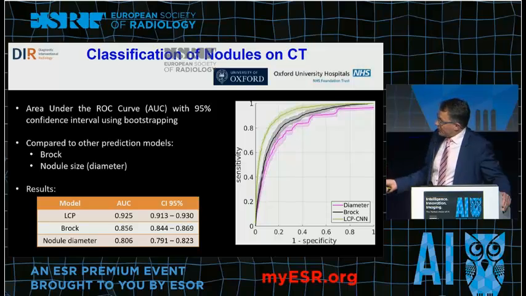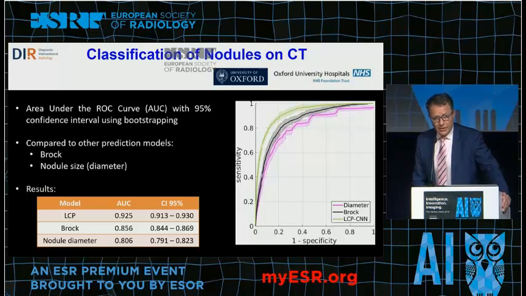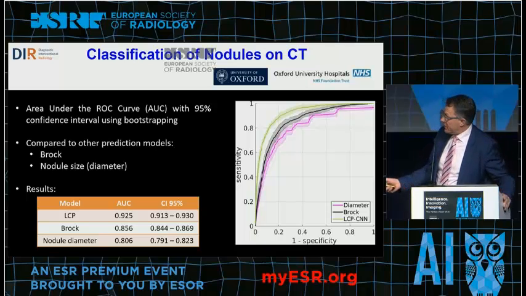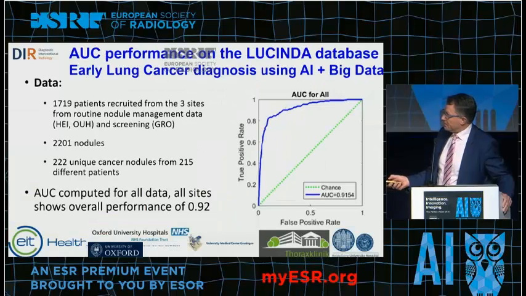This is a group from Oxford where they compared their tool with the simple nodule diameter. You know that size is one of the major predictors of benign versus malignant nodules. The Brock model, which is a risk model, and then you see the system. You see with the risk model, you can already improve the performance in your prediction of benign or malignant nodules, and using the AI tool, you can still improve this result. And this 92% is really a very good result.